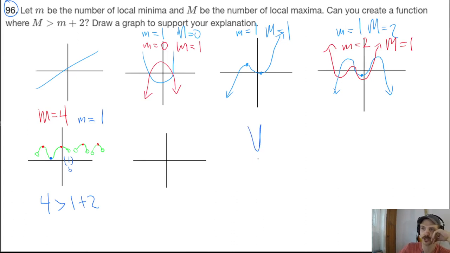The answer is yes. And I kind of thought out loud here for a second. I was like, okay, let me try polynomials and see if this is going to happen. You're so used to thinking of everything in terms of polynomials because those are the functions you've spent the most time with.